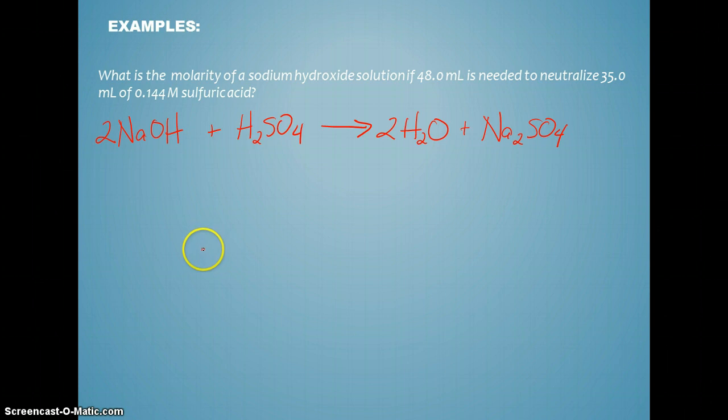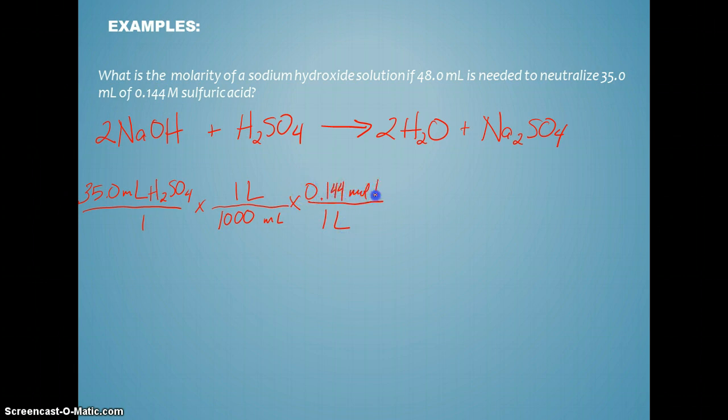Okay, let's look at our question. What is the molarity of sodium hydroxide solution if 48 milliliters is needed to neutralize 35 milliliters of 0.144 molar sulfuric acid? We know the molarity of sulfuric acid, so that's what we start with. We start with 35 milliliters of our sulfuric acid, H2SO4, over 1. And then we're going to convert to liters, so that we can use our molarity here as our conversion factor. So in 1 liter of solution, we have 0.144 moles of H2SO4. Now we need our mole ratio, 2 moles of NaOH for every 1 mole of H2SO4.